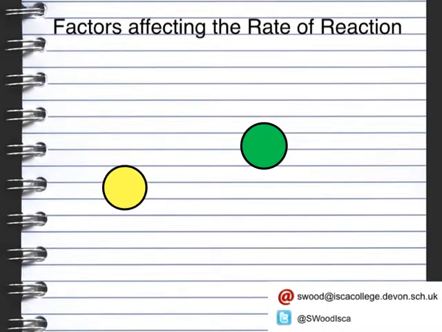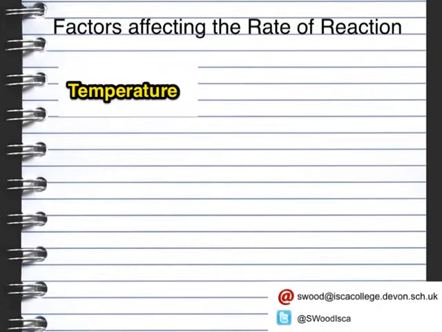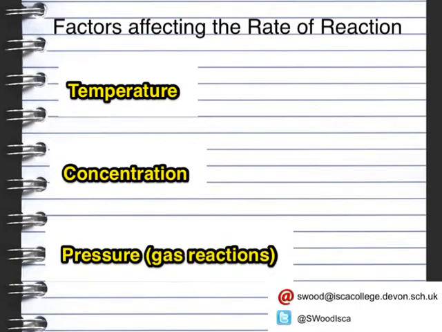What could happen is that we could have the particles moving towards each other, and then we get a successful collision, and they've actually reacted to make a product. What can affect the rate of a reaction are three things: the temperature, the concentration, and the pressure if it's a gas reaction. So we're going to be looking at successful collisions when we change temperatures, concentrations, and pressures.